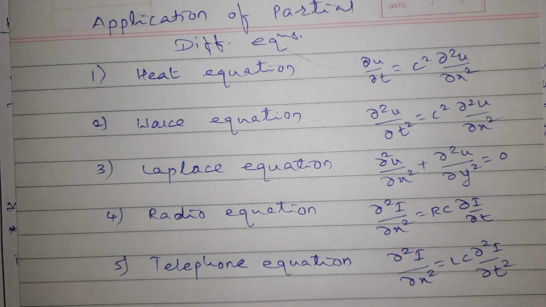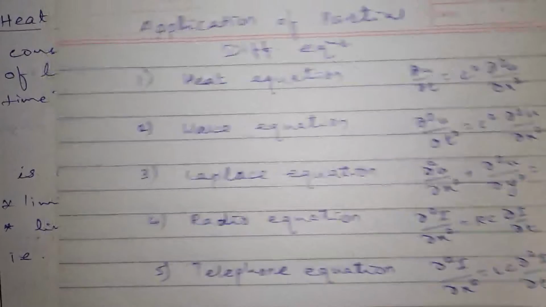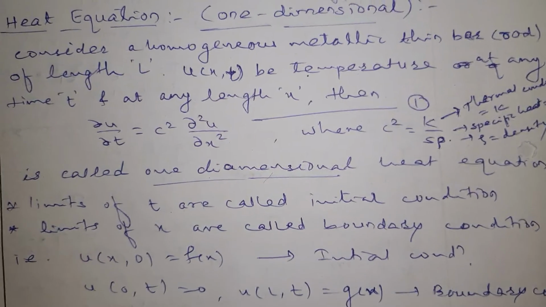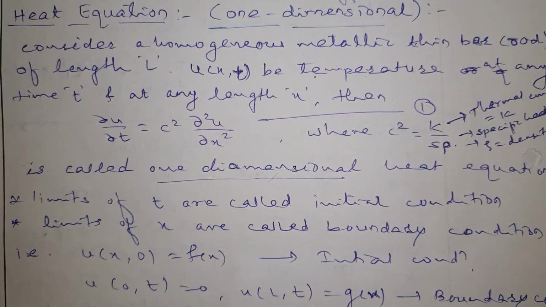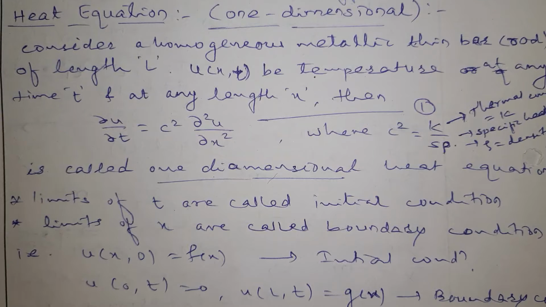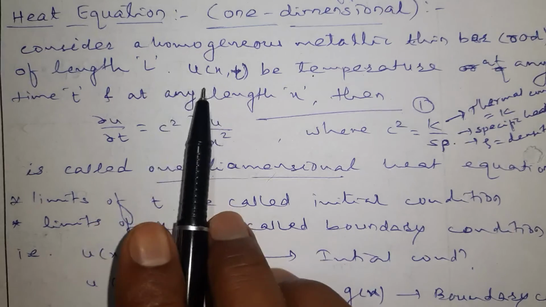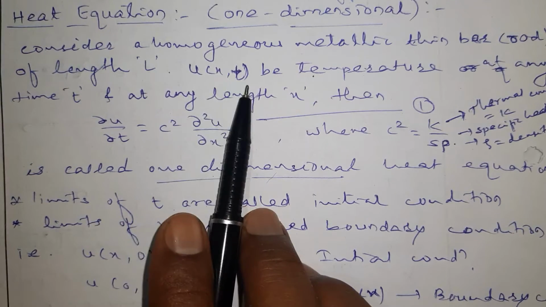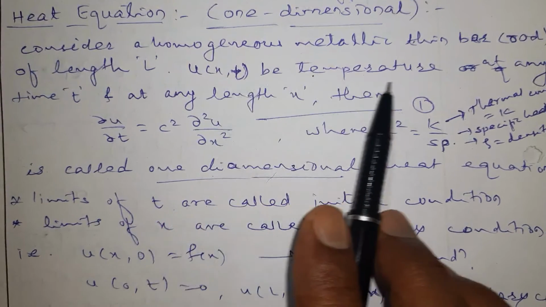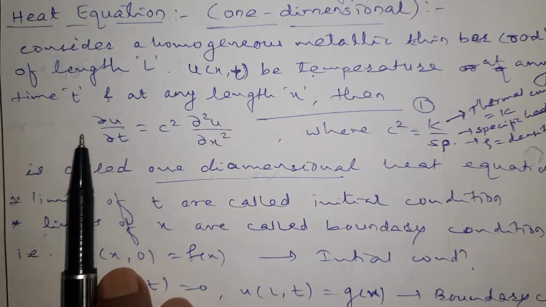Now let us start the actual concept for the heat equation. Here I consider a homogeneous metallic thin bar, or you may call it a rod, right? Consider a homogeneous metallic thin bar or a rod of length capital L. My u is a function of two variables x and t. Let u of x, t be the temperature at any time t.